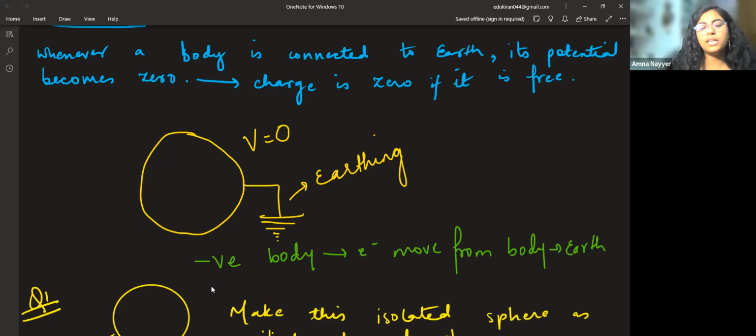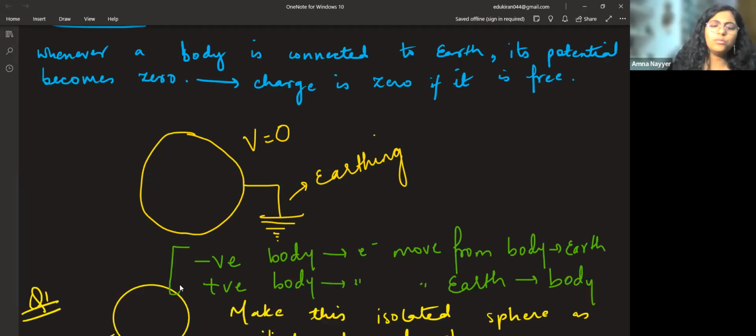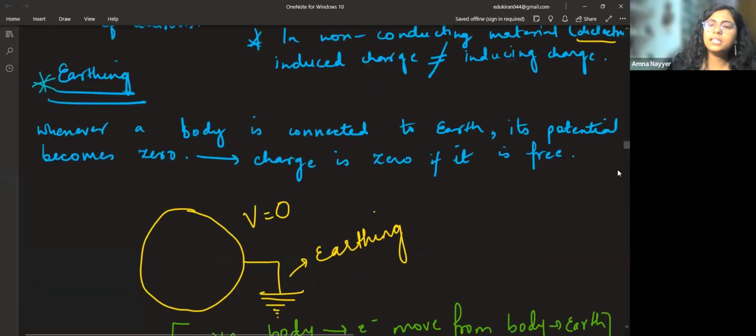And if the body is positively charged, electrons move from earth to the body. This is just a small rule which you should remember. Otherwise, you should just remember that if you have earthed it, the charges will move. All right, just remember this for now. We'll see a question also. So what is earthing? In earthing, you make the potential zero, so charge is zero.